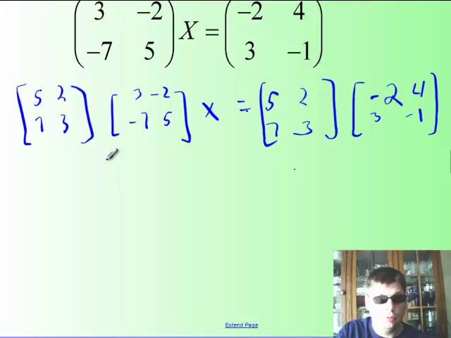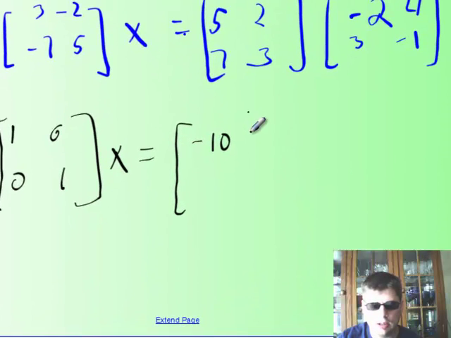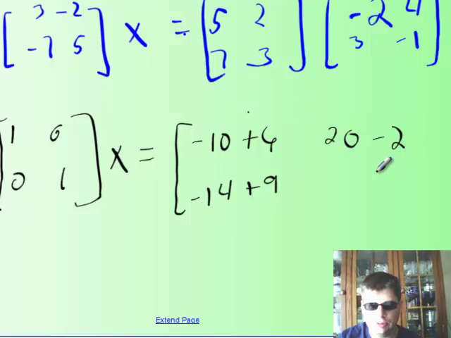So when we multiply, now we multiply the inverse of A with A, which will give us the identity matrix 1, 0, 0, 1 times matrix X. Then we multiply inverse of A with matrix B. So let's see, that's going to give me negative 10 plus 6, then negative 14 plus 9, 20 minus 2, and 28 minus 3.